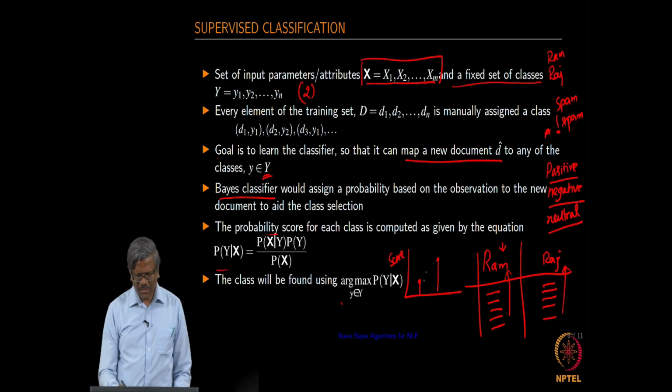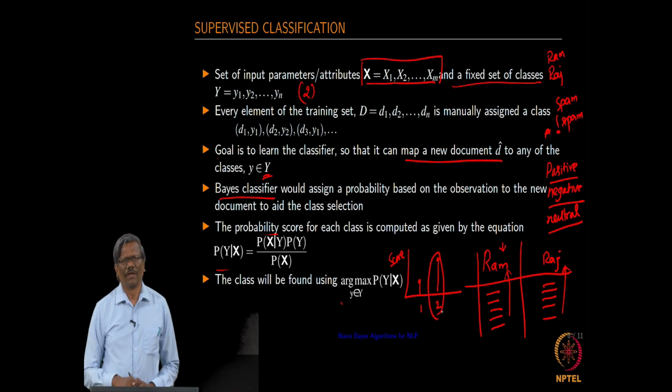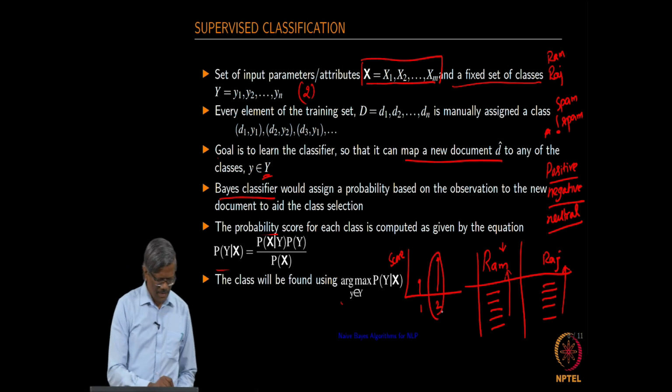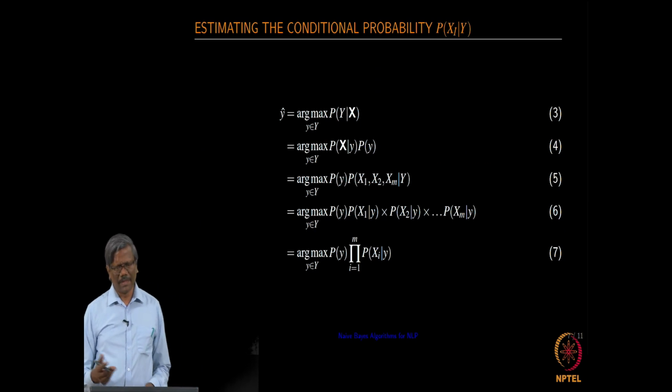Okay. So, based on this score we will find out, this belongs to 1 and 2. So, we will find out which one has a higher value in this function and then pick up that index as our class. Okay. All right. So, how do we estimate the conditional probability?